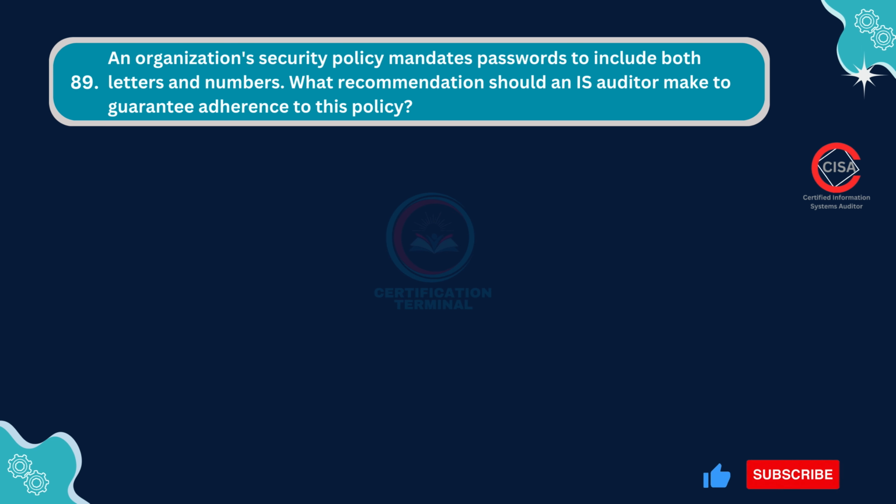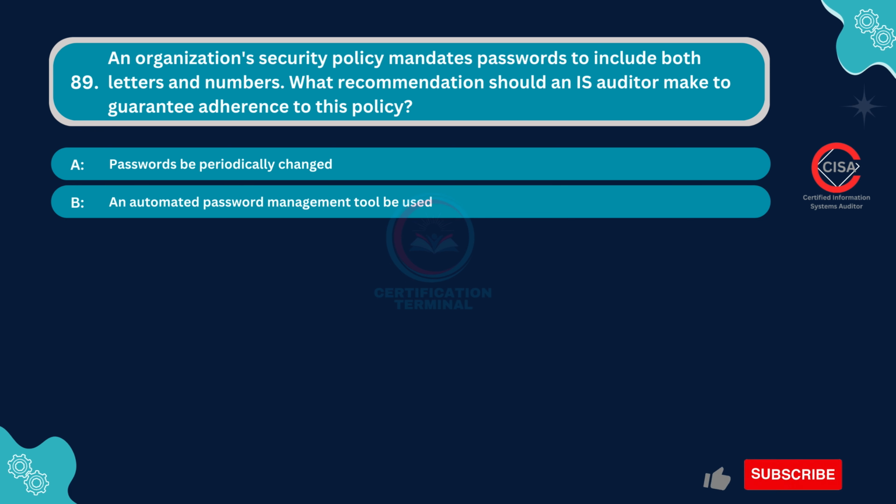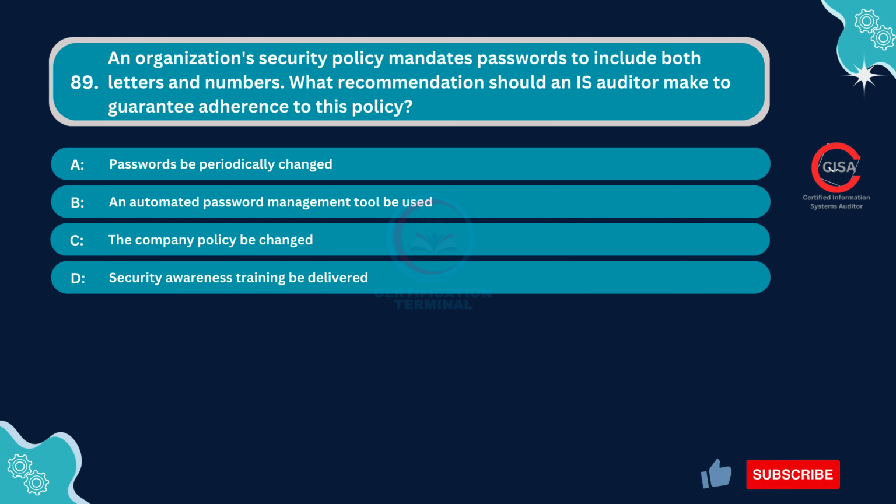Question number 89. An organization's security policy mandates passwords to include both letters and numbers. What recommendation should an IS auditor make to guarantee adherence to this policy? Option A, passwords be periodically changed. Option B, an automated password management tool be used. Option C, the company policy be changed. Option D, security awareness training be delivered.